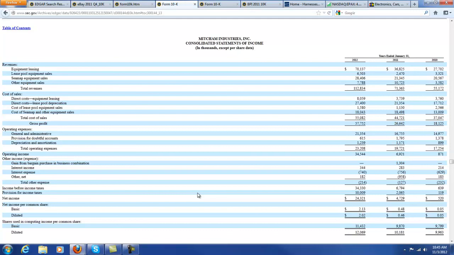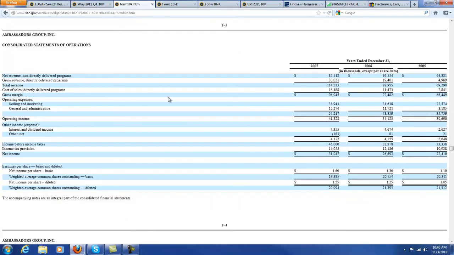With that being said, general and administrative expenses can also be a place where managers waste shareholders' money on unnecessary things that do not necessarily help in any way to generate more revenues. Let me give you an example. Okay, this is the income statement for Ambassadors Group, which is in the business of hosting international trips for students living in the United States.